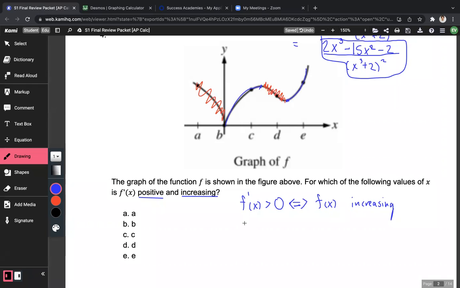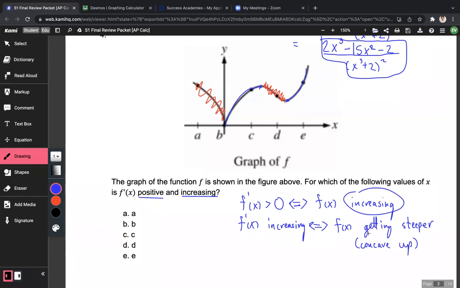And then the second point, I want f prime of x to be increasing. If f prime of x is increasing, that means my derivative, and remember my derivative represents instantaneous slope, is increasing. My slope is increasing means that the function is getting steeper. So f of x is getting steeper as well as increasing. A better way to say getting steeper using calculus is that it's concave up, right? If we're increasing and concave up, then our derivative f prime of x is going to be positive and increasing as well.